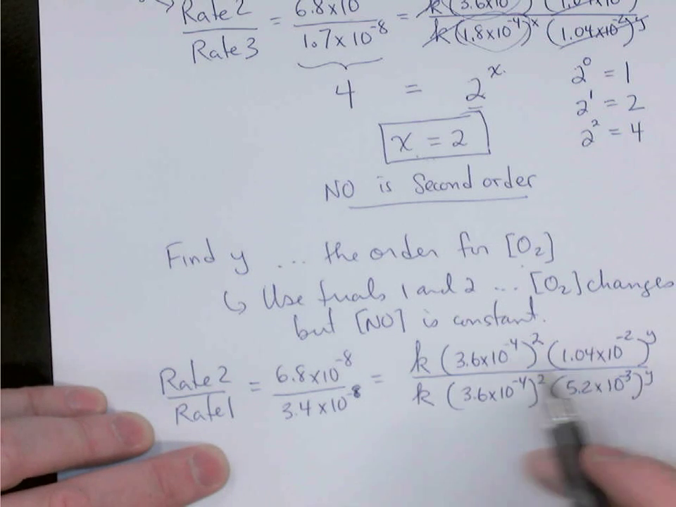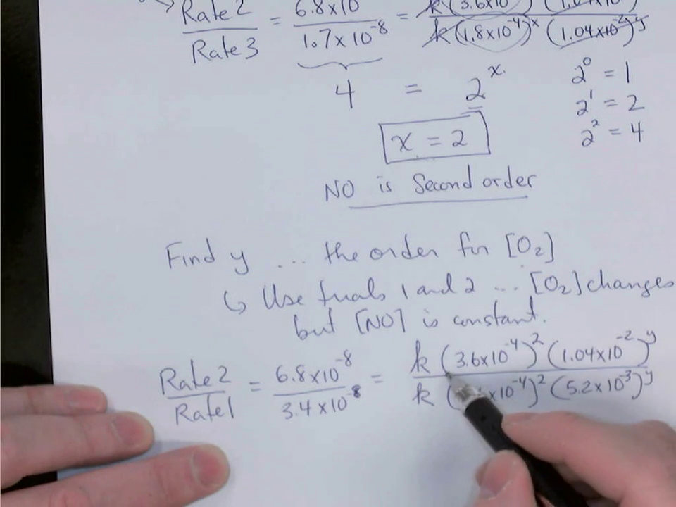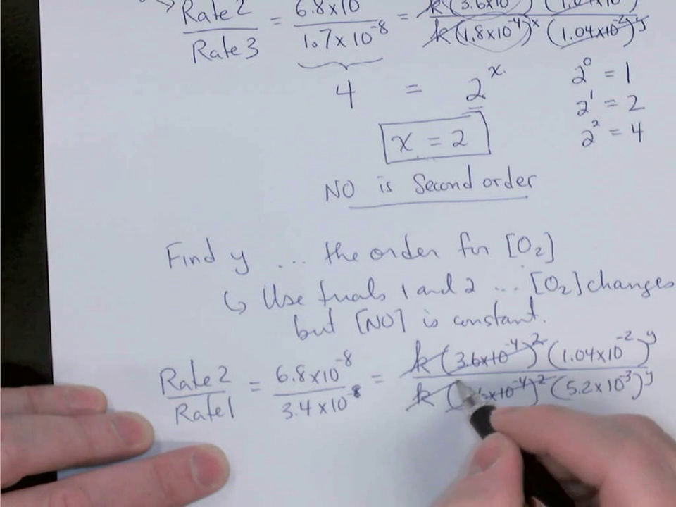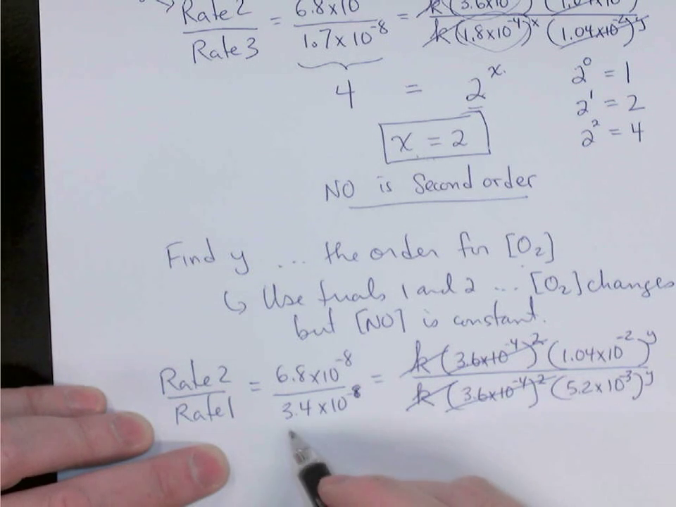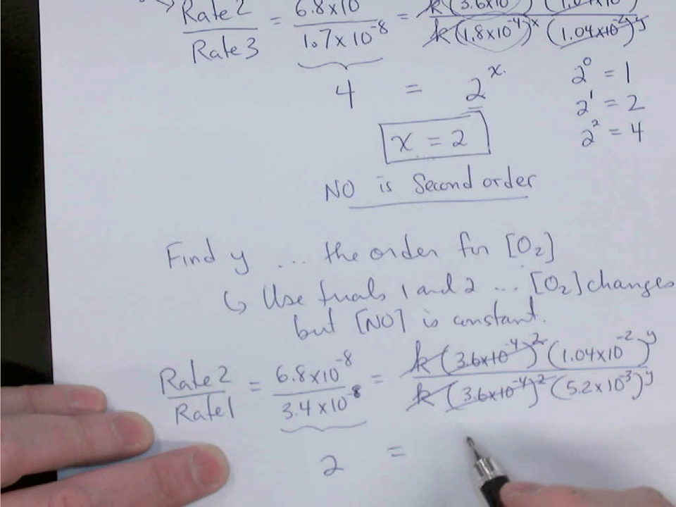Now, because the NO concentration here was constant, this term simply cancels. The rate constants also cancel again, and when we divide on the left side, this time instead of 4, we get 2. And on the right side, 1.04 times 10 to the minus 2 divided by 5.2 times 10 to the minus 3 is also equal to 2, but it's raised to the power of y. So 2 to the power of y.